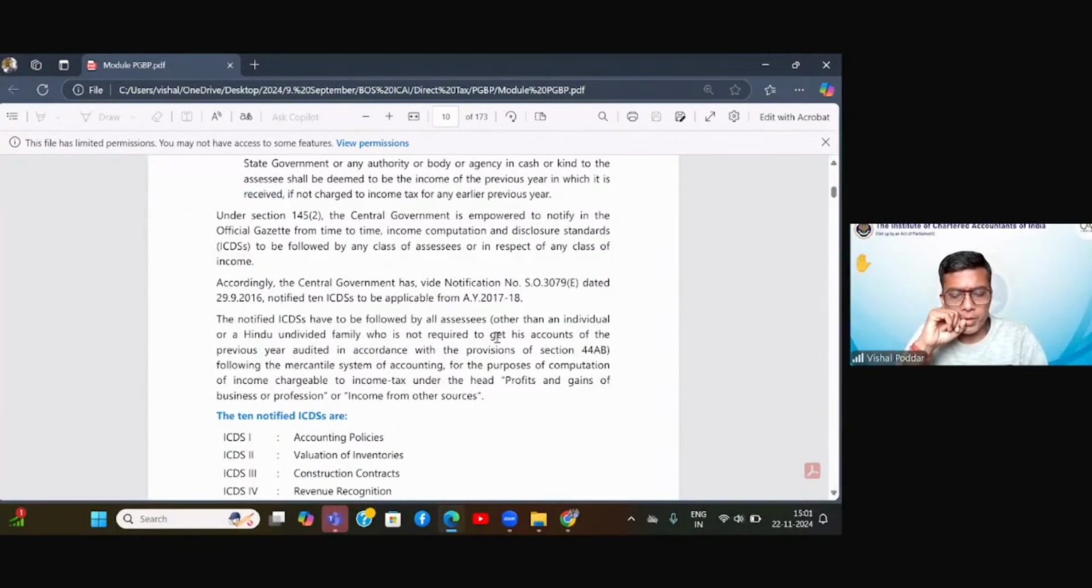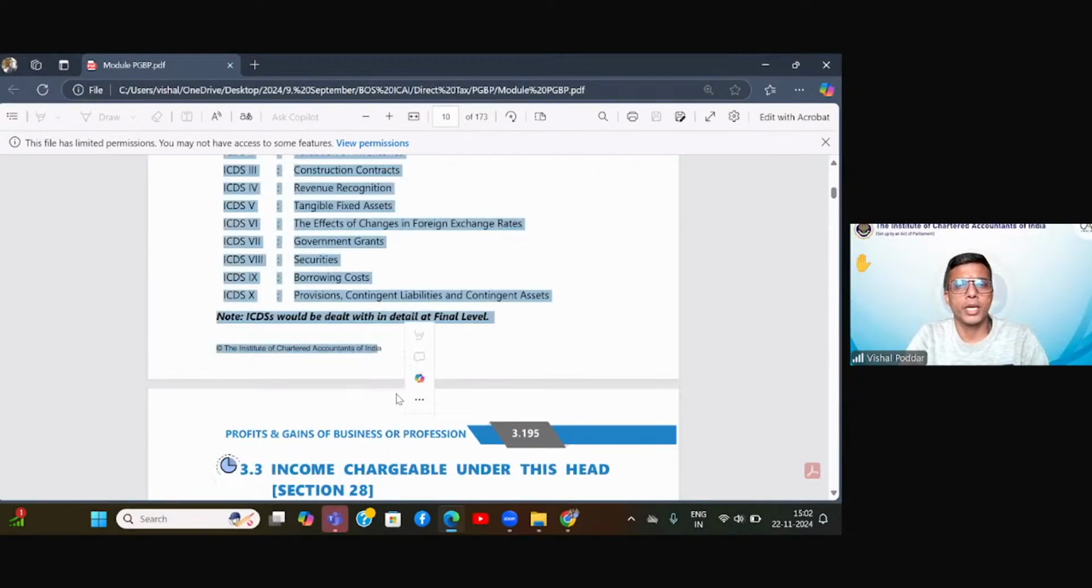Then, if you remember, we had discussed that just as you have accounting standards for determining various accounting effects, similarly you have income tax standards as well, which are called ICDS. If you observe, you will find that many of these standards are very similar to what you have in accounting standards. So they match each other. These are called ICDS, income computation and disclosure standards.